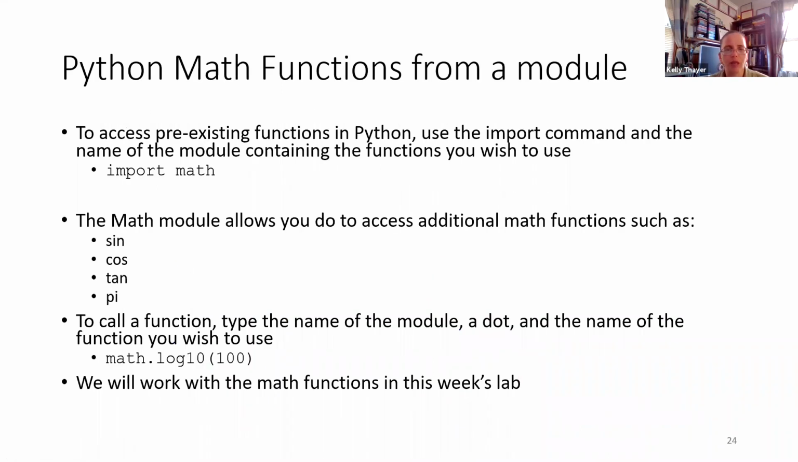Python math functions from a module. To access pre-existing functions in Python, you can use the import command and the name of the module containing the functions you wish to use, such as import math, which will then allow you to use a whole bunch of math functions. The math module allows you to access additional math functions such as sine, cosine, tan, and pi. To call functions, you type the name of the module, a dot, and the name of the function you wish to use. So for example, math.log10(100) will give you the logarithm base 10 of 100.